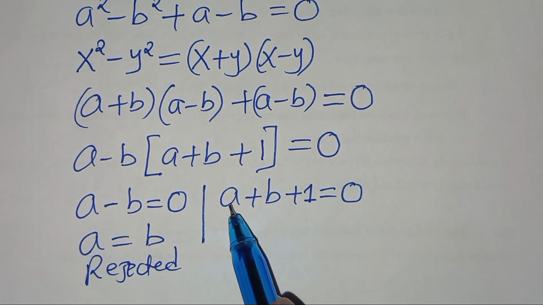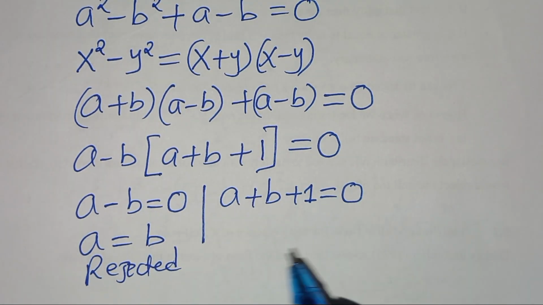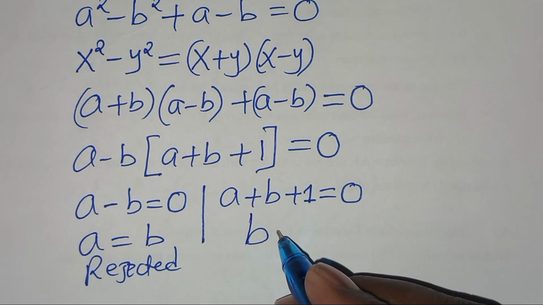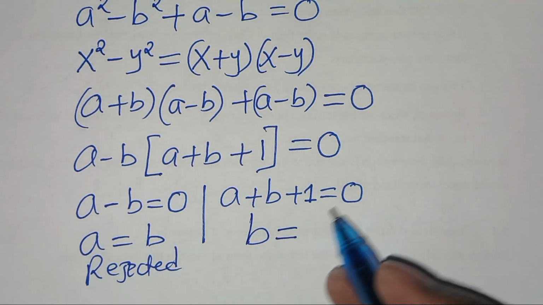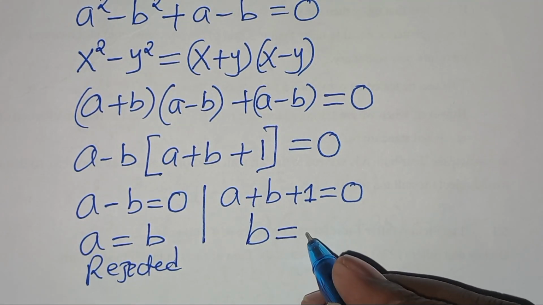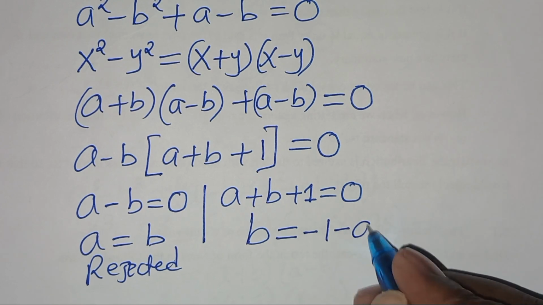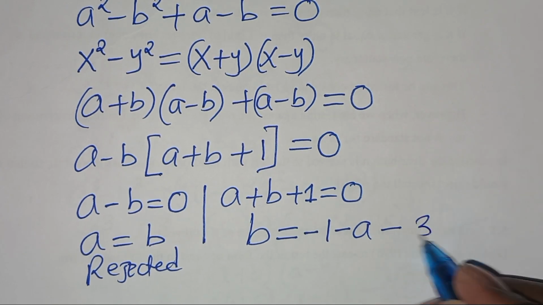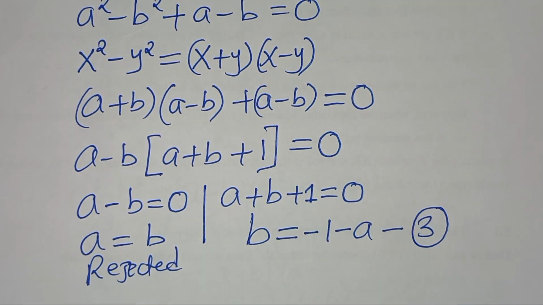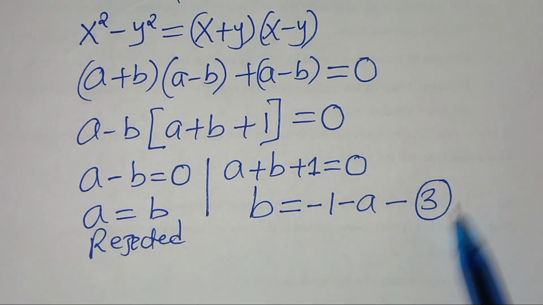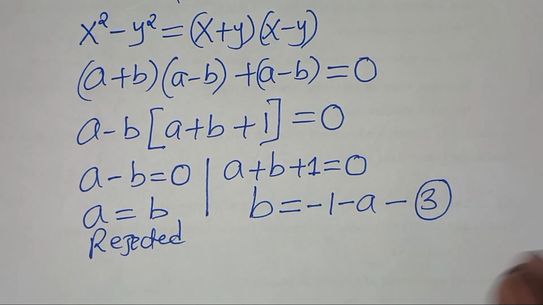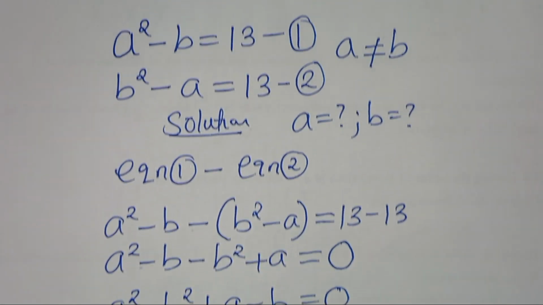So now here we have a plus b plus 1 is equal to 0. Then let's make b the subject of the formula. So b will be equal to negative 1 minus a. Let's call this equation 3. Now from equation 3, let's substitute equation 3 into equation 1.